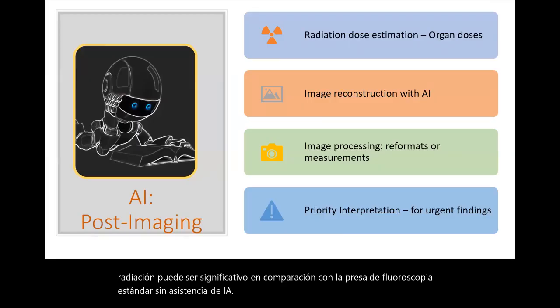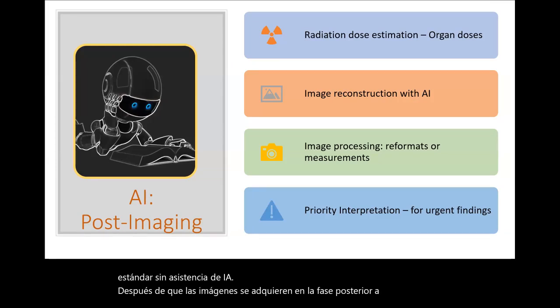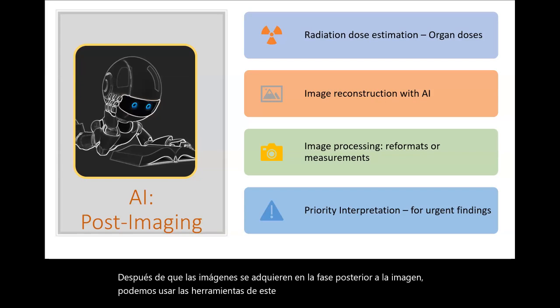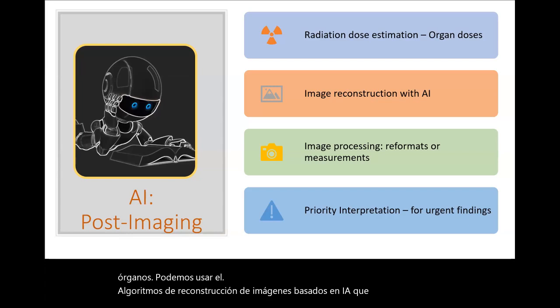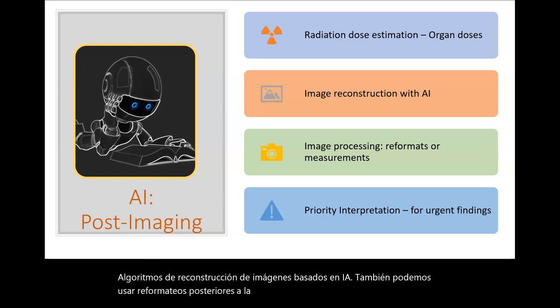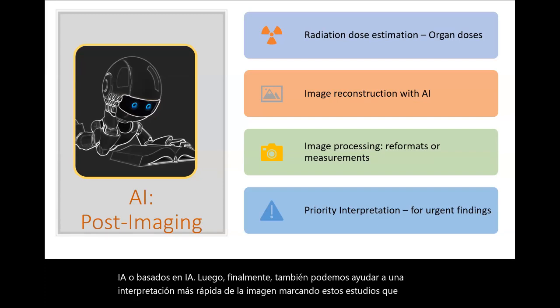After the images are acquired, in the post-imaging phase, we can use these AI tools to estimate the radiation dose to different organs. We can use AI-based image reconstruction algorithms. We can also use post-imaging reformats using AI-assisted or AI-based algorithms. Then finally, we can also help in faster image interpretation by flagging those studies which can potentially have important or significant findings.